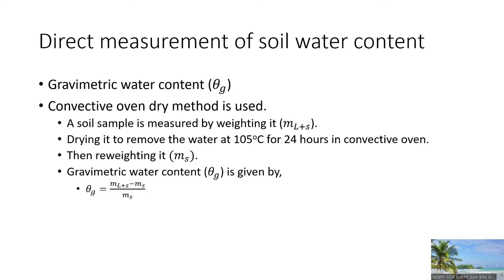A convective oven basically means an oven that allows the air to circulate with the external air. And then we reweigh it, meaning we measure the mass again after it is dry, and the mass that we get is ms, only the mass of solid. So the gravimetric water content theta g is given by theta g equals ml plus s minus ms divided by ms. If we know the bulk density of the soil and also the liquid density, then we can estimate the volumetric water content.